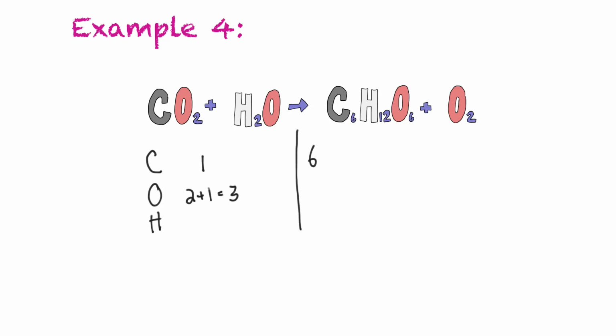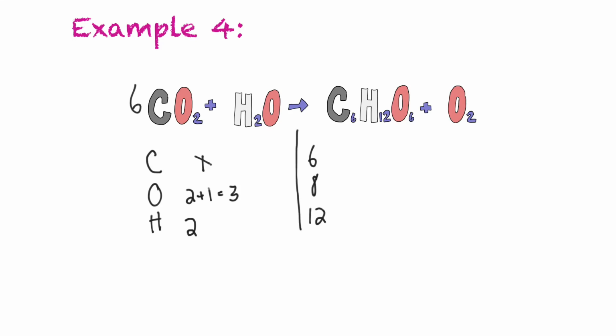We have 2 hydrogens right there. And then if we go over to the product side, we have 6 oxygens here and 2, so we have 8. And then we have 12 hydrogens. So we're going to leave that alone. So we're obviously not balanced. So the first thing we could do is balance the carbon. So we have 1 here and 6 on the other side, so we can put a 6 here.